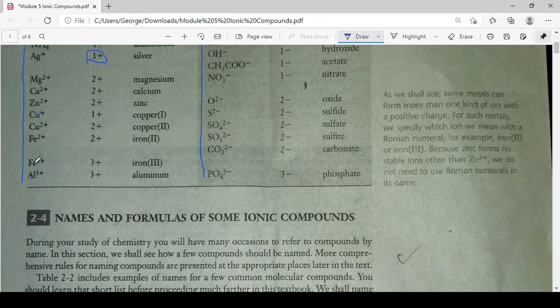And you have your iron 3 and your aluminum. Ang aluminum natin is always a constant 3 plus. And you have your iron 3. Kay iron 3 siya, it has a positive charge of 3.